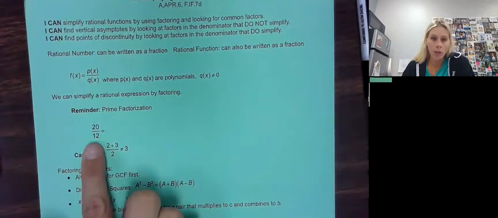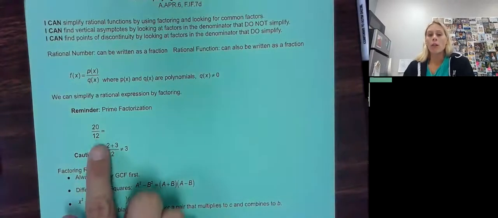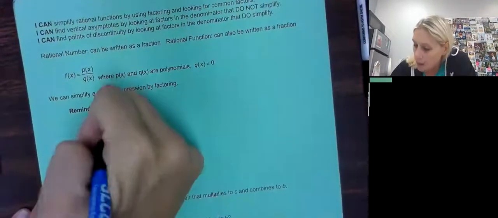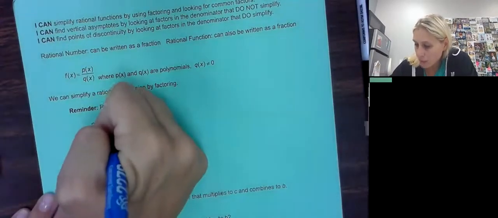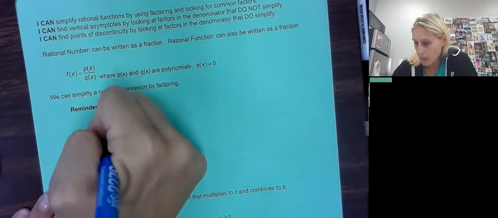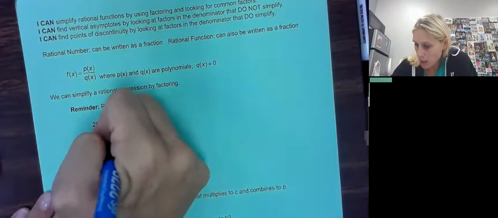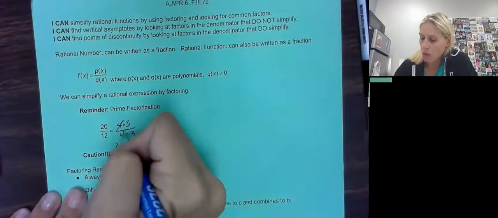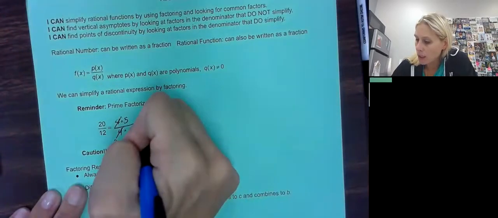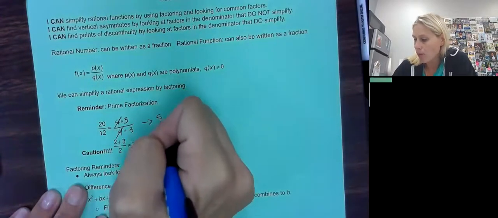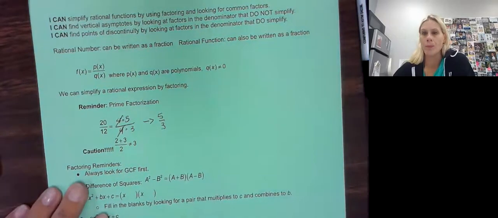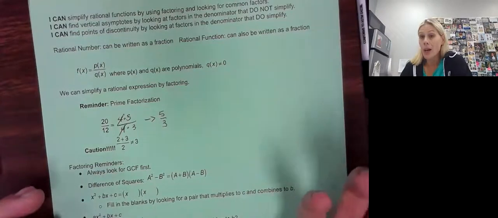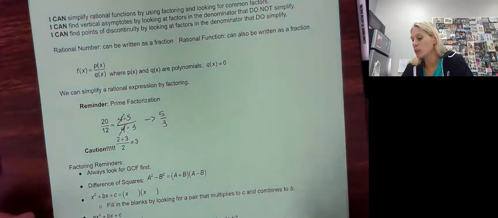So 20 over 12, right? 20 over 12 is 4 times 5, right? And 12 is 4 times 3. And these two 4s would cancel out, leaving us with 5/3, right? We've done this when we were in grammar school simplifying our fractions. We're going to do that, but we're also going to have variables involved with it.